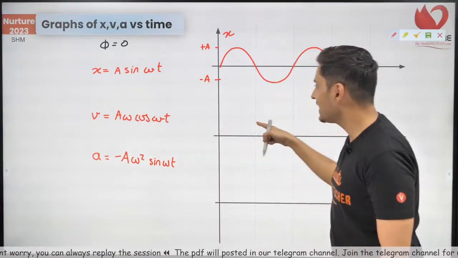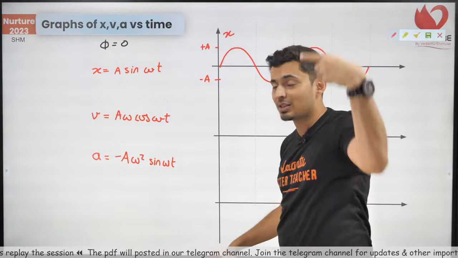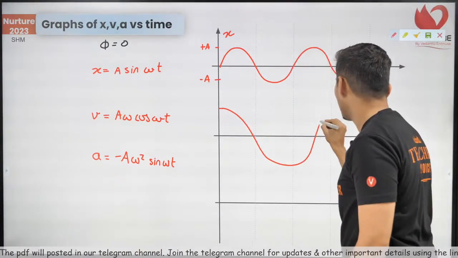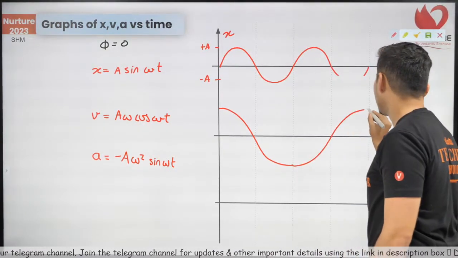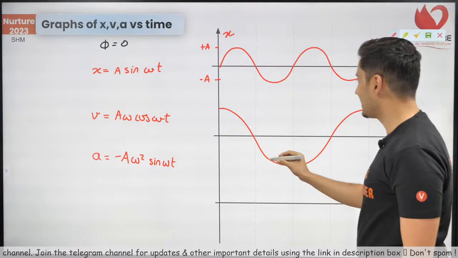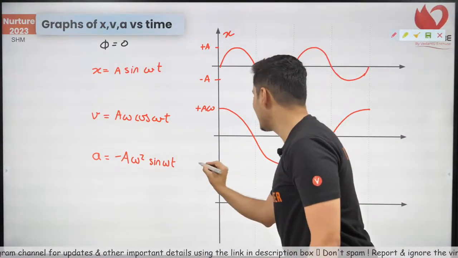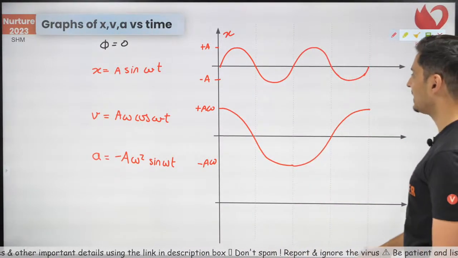How will the velocity graph look like? It's a cosine graph. Cos graphs always start from plus 1. So it will start from here and go like this, and oops, I think I made a mistake. Yeah, it will go like this and it will come here. That's it. So it starts from plus a omega and the least value will be minus a omega. That's what the velocity graph will look like.